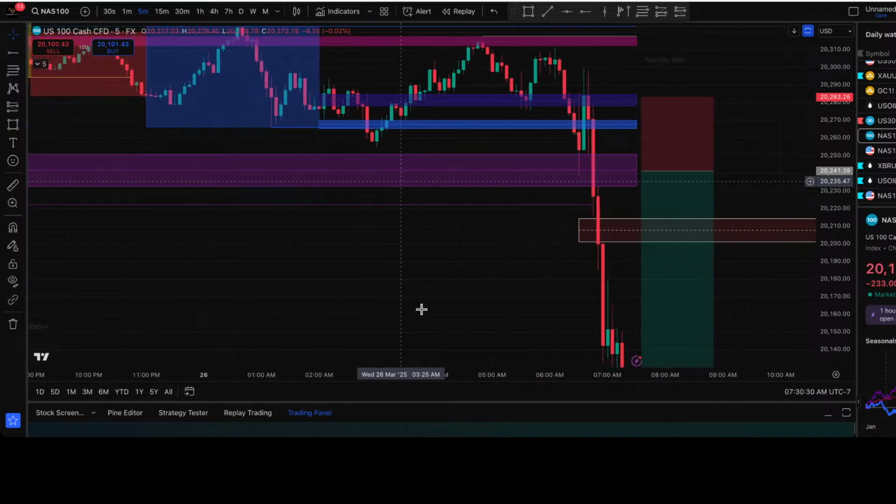That's how simple today was. Majority of people that were trading the blue zone strategy were done in 10 minutes. 10 minutes, they got a 1 to 3. Here, I'll show you exactly where they got in.